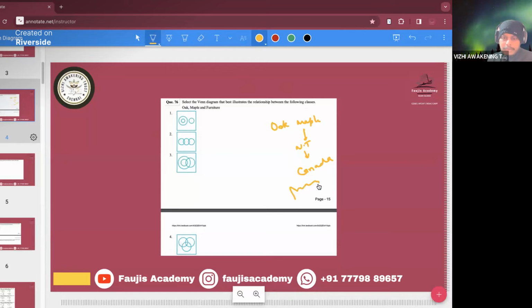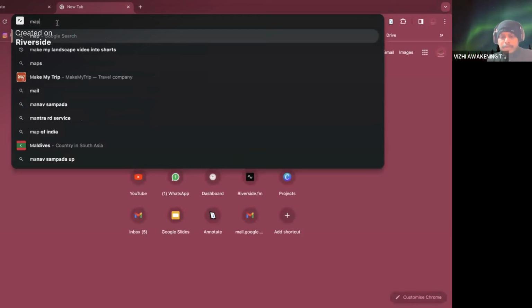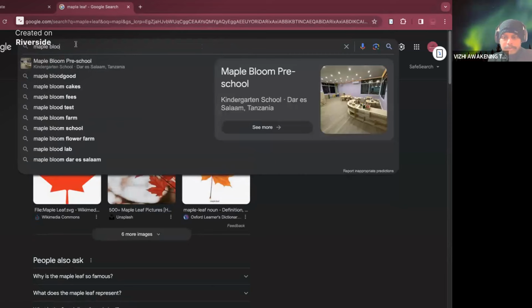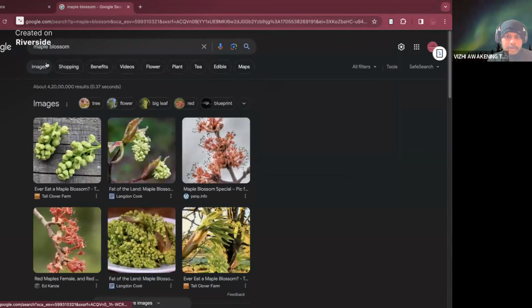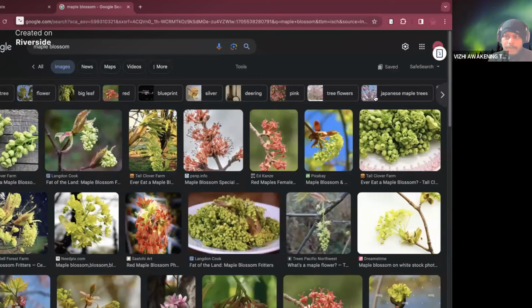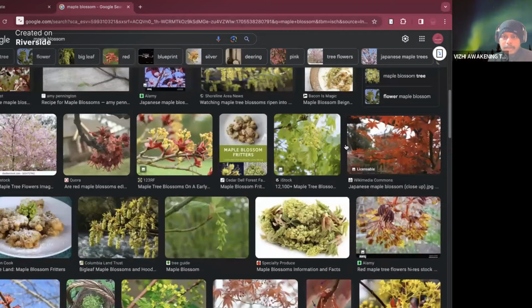Let me show you it in Google itself. It's a very beautiful looking leaf. Okay, this is the maple leaf. And let me also show you something else. Maple blossom as well. Just check a little bit of images. Okay, it's not there, but the view is really good when it really blossoms. Yeah, so it looks really pretty.